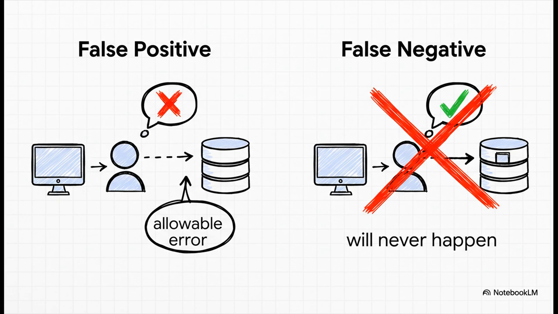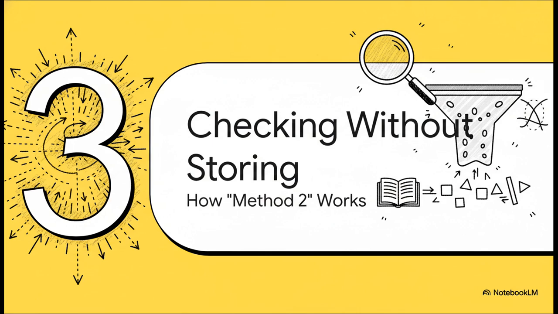Now, the system is designed to only make one specific kind of mistake, a false positive. It might tell you a username is taken when it's actually free, but, and this part is absolutely critical, it will never have a false negative. It will never tell you a username is available when someone already has it. So how on earth is that possible? How can you check for something without actually storing the thing itself?